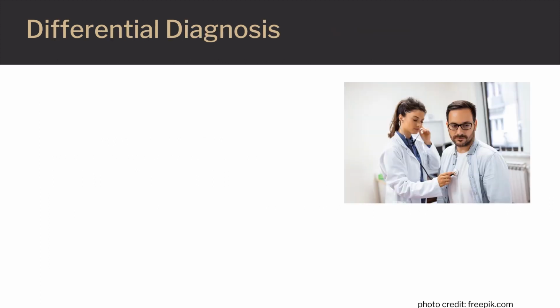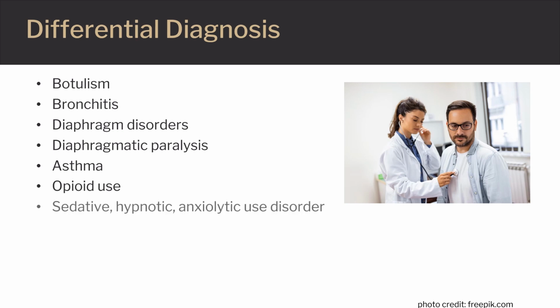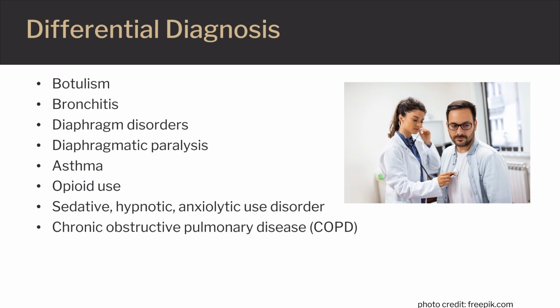When you visit your healthcare provider with symptoms, they will begin a process to diagnose your condition. Since there are a lot of different conditions that often share similar symptoms, your provider will create a differential diagnosis, which is a list of possible conditions that could cause your symptoms. For respiratory acidosis, these include the following disorders and diseases: botulism, bronchitis, diaphragm disorders, diaphragmatic paralysis, asthma, opioid use, sedative, hypnotic, anxiolytic use disorder, chronic obstructive pulmonary disease, COPD, or obesity.